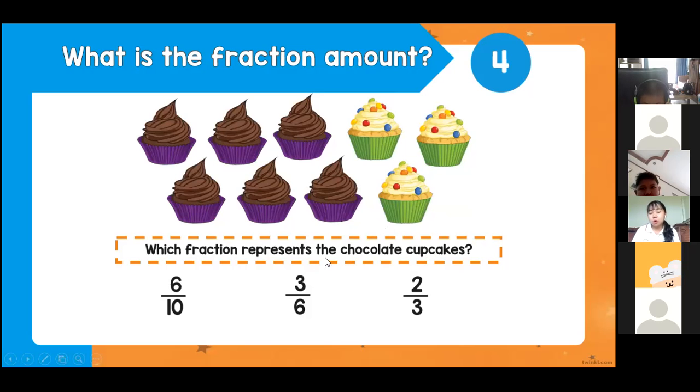Next, which fraction represents the chocolate cupcakes? Chocolate cupcakes. We have 6 chocolate cupcakes out of 9. So it's 6/9. Are you sure? Who wants to answer? Ikiraman. 2/3. Okay. Good job.